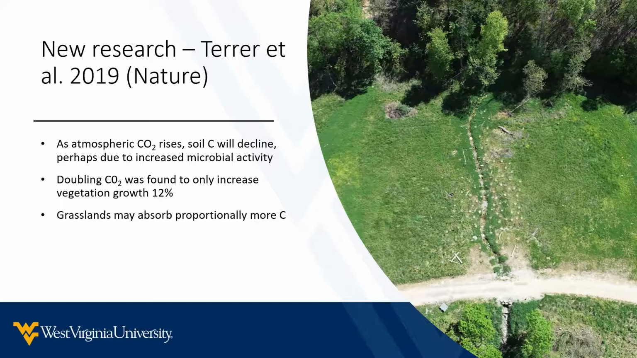The doubling of CO2 found an increase in vegetation growth of only about 12%. So from this, grasslands may absorb proportionally more C. So managing towards more of these grasslands, and on these surface mine sites, potentially more of the transitional cover, is where this management could benefit us the most. So going with that, I want to look at some of the restoration work and biochar work that we've begun in New Bio, and some of the preliminary site results that we've seen.